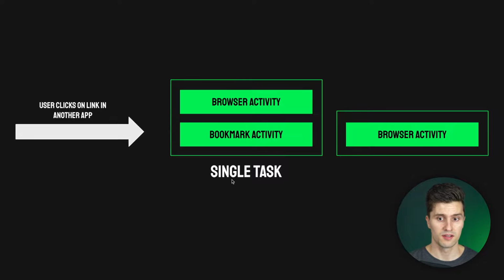Since without this, the user would be sent to the already existing task, which has an already existing backstack here with the bookmark activity on top. And if the user then goes back after opening the link from Instagram, they will not get back to Instagram, but back to this bookmark activity, which is usually not what you want in that use case.